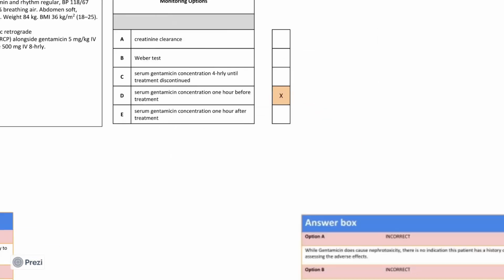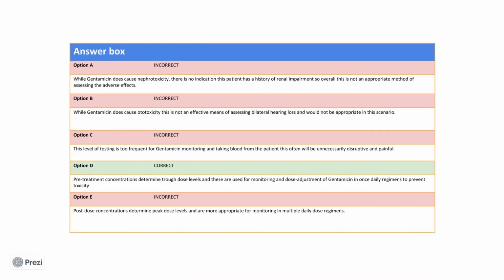Let's now consider the incorrect answers. Whilst gentamicin is known to cause nephrotoxicity and ototoxicity, the patient does not have a history of renal impairment, so neither creatinine clearance or Weber tests are appropriate monitoring investigations for the overall adverse effects of the treatment, meaning options A and B are incorrect.